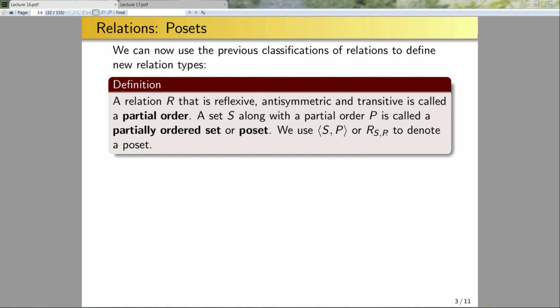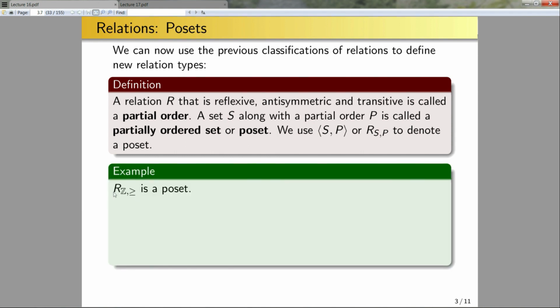So explicitly here, a poset is not just the set and not just the relation, but it's the set along with the relation. So let's look at an example of a poset. R sub Z, greater than or equal to, is a poset. Why would this be true? Well, let's just go through and show that this is a poset. The first thing we need to show is that this is reflexive. Pretty trivially, if I consider any arbitrary integer, that integer is equal to itself, therefore it's greater than or equal to itself. Thus, this is a reflexive operator on this set.